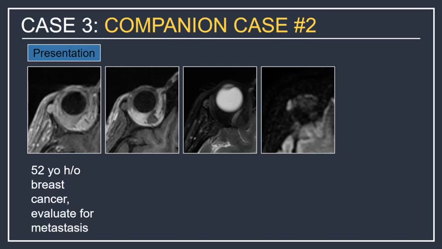A second companion case in this category is a 52-year-old who's presenting with a history of breast cancer, and we're asked to evaluate for intracranial metastatic disease. The patient did not have any evidence of intracranial metastatic disease, but we do see the subtle lesion within the right lateral orbital wall, which was initially overlooked at this imaging study.